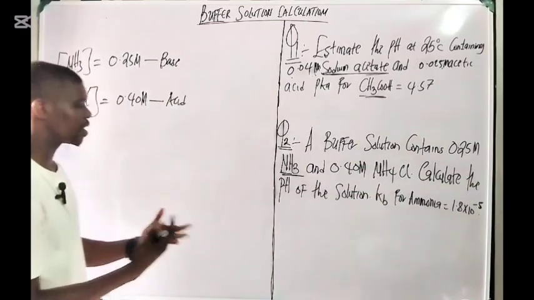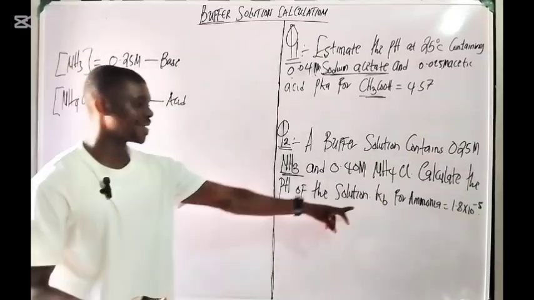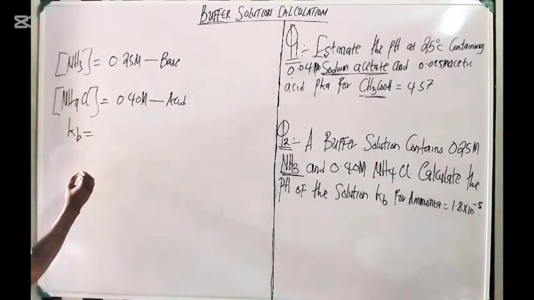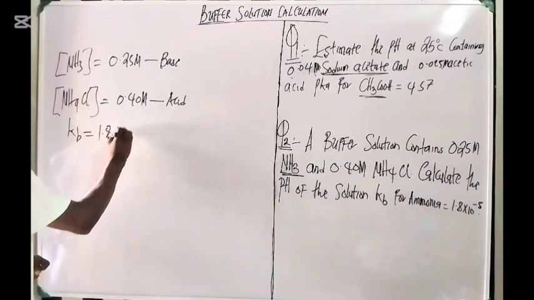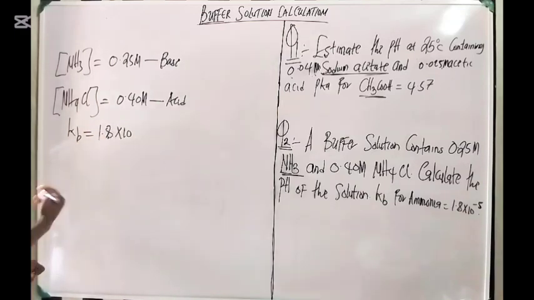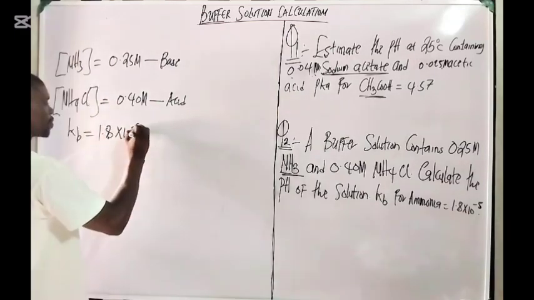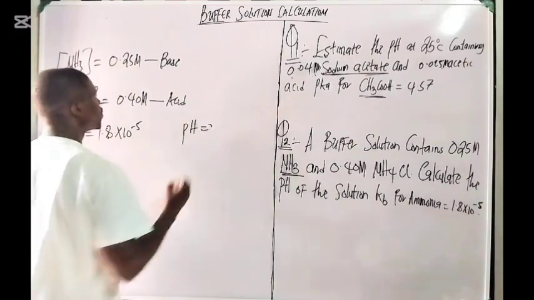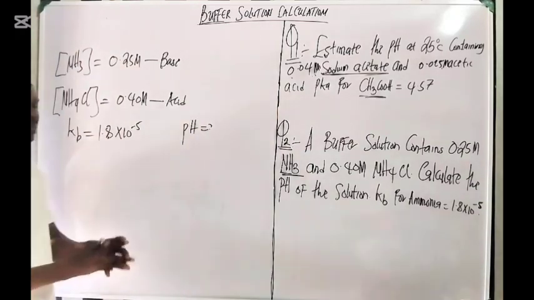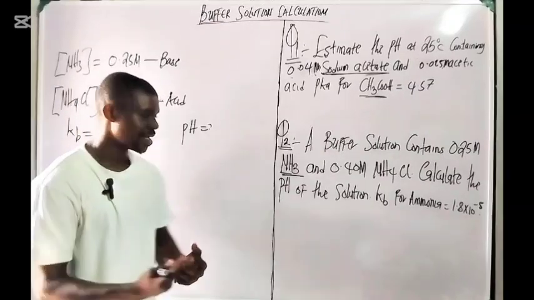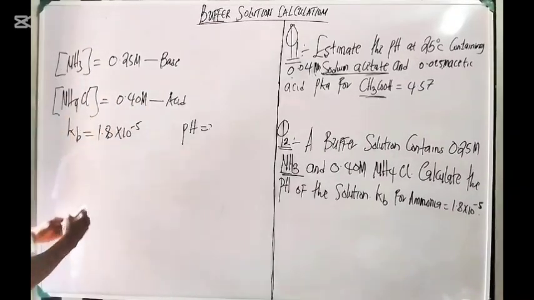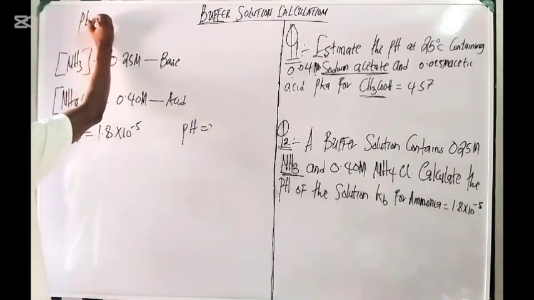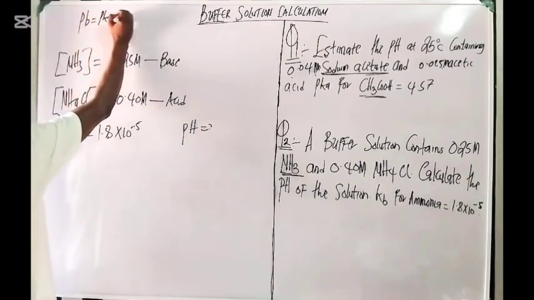Now they're asking what is the pH of the solution. My Kb is equal to 1.8 times 10 to the minus 5. Now we are going to use the Henderson-Hasselbalch equation to solve it. Remember, in the Henderson-Hasselbalch equation, pH equals pKa plus log.